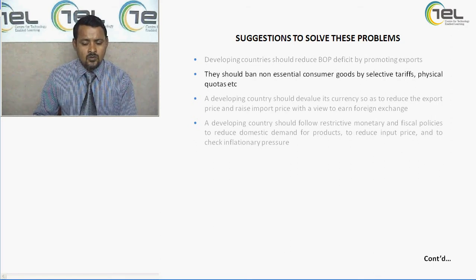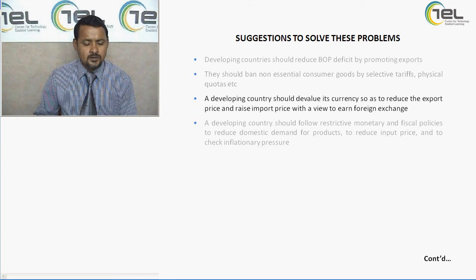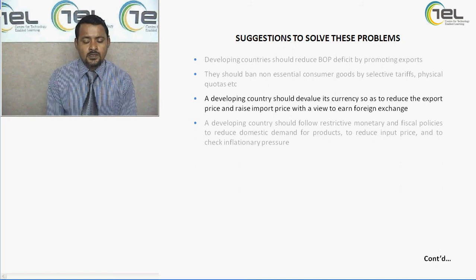A developing country should devalue its currency so as to reduce the export price and raise the import price, with a view to earning foreign exchange, because when people look upon imports as much dearer than exports, they will look at exporting and producing themselves rather than importing from an outside country. A developing country should follow restrictive monetary and fiscal policy so that it is able to reduce domestic demand for products, to reduce import price, and to check inflationary pressure.